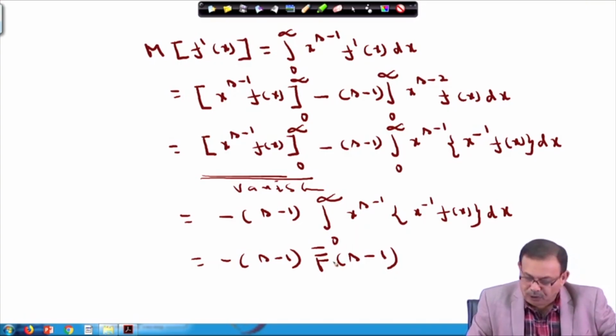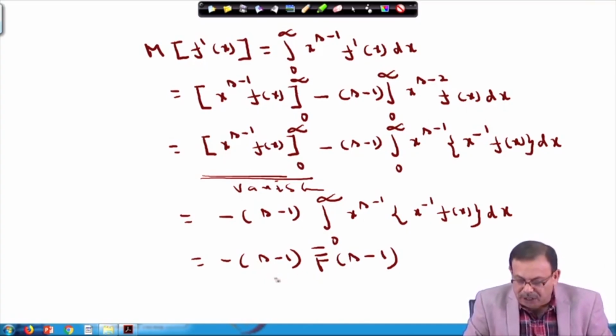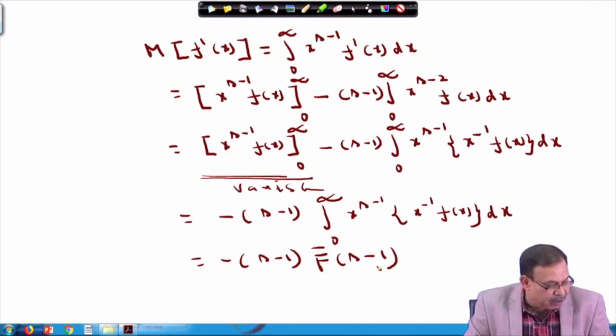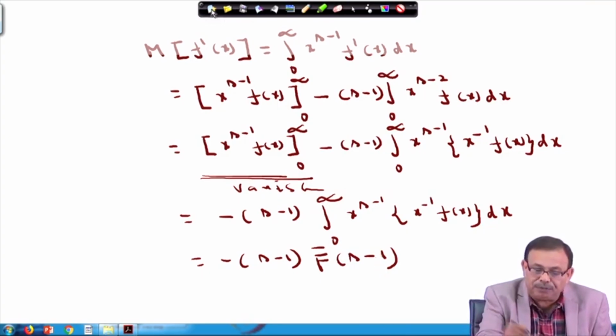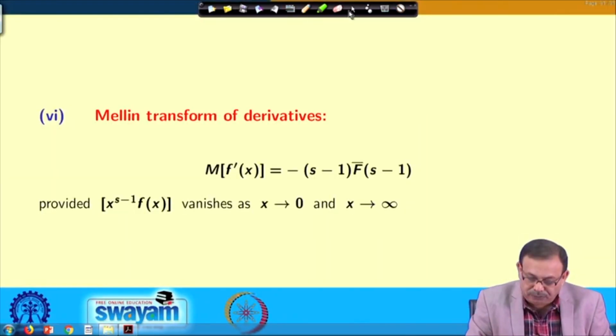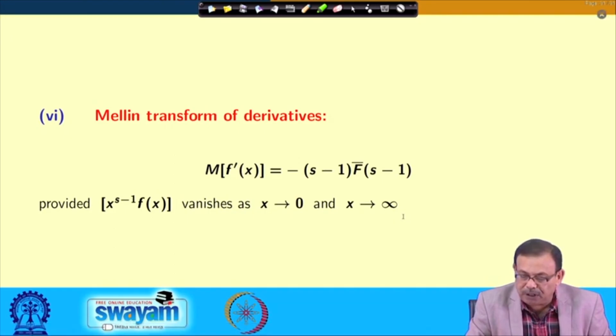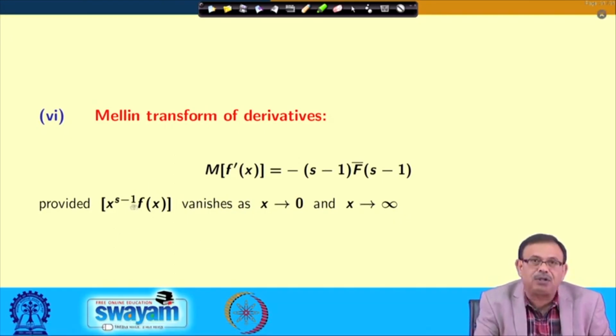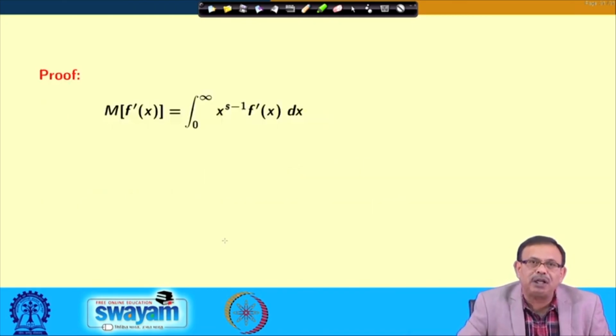So, therefore, what you are getting is the Mellin transform of f dash x equals minus (s minus 1) into f bar (s minus 1), provided x to the power s minus 1 f x vanishes as x approaches 0 and x approaches infinity. This we have shown, and that is why we have to take this assumption.